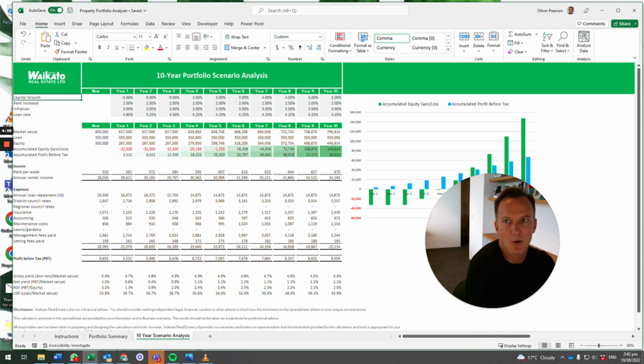So what we've got at the top is a lot of predictions for the future. We've got my personal predictions for capital growth, rent increase, inflation, and interest rates. You can see across the top we've got year 1 to year 10. And in all the light grey cells, I've entered what I think is going to happen in the future.